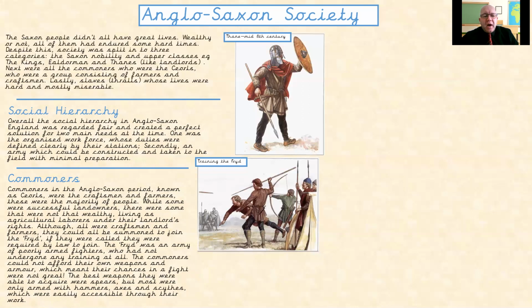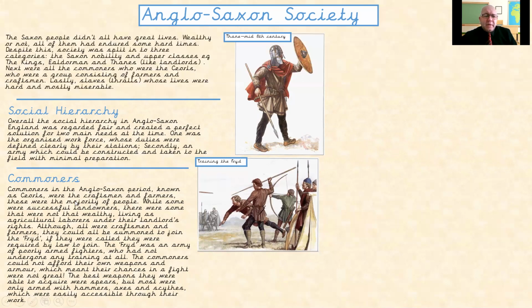The fyrd was an army of poorly armed fighters who had not undergone any training at all. The commoners could not afford their own weapons and armour, which meant that their chances in a fight were not great. The best weapons they were able to acquire were spears, but most were only armed with hammers, axes, and scythes, which were easily accessible through their work.